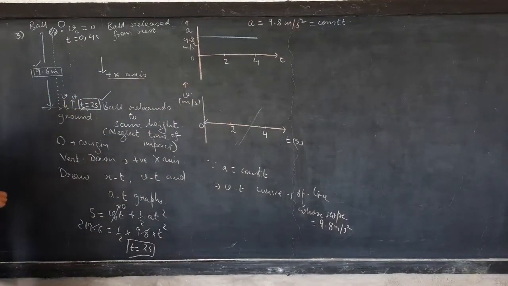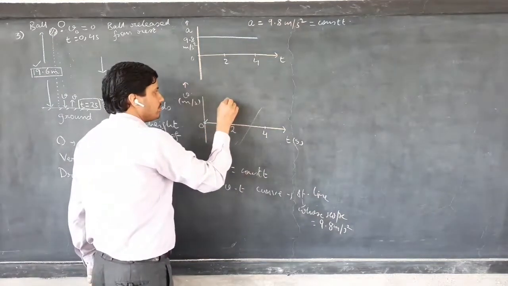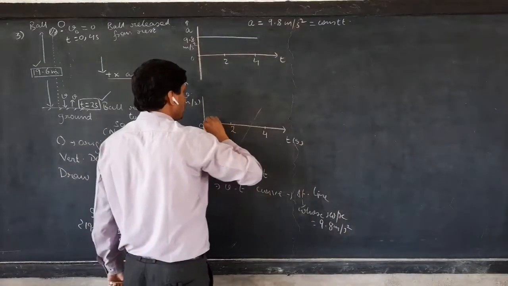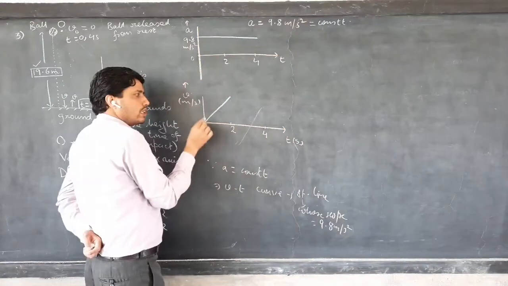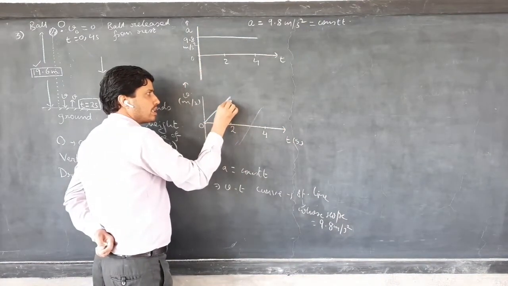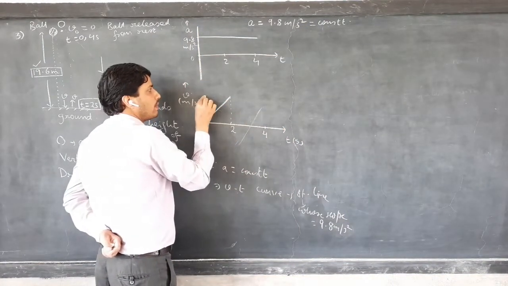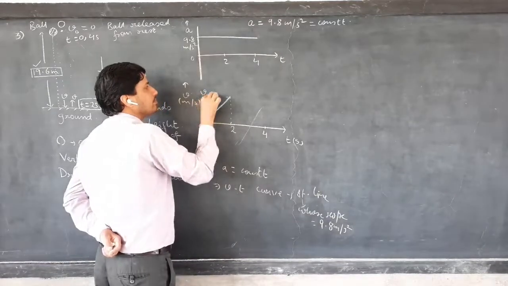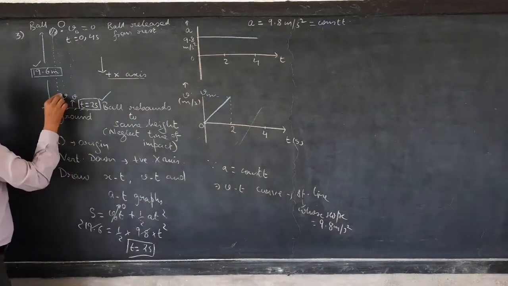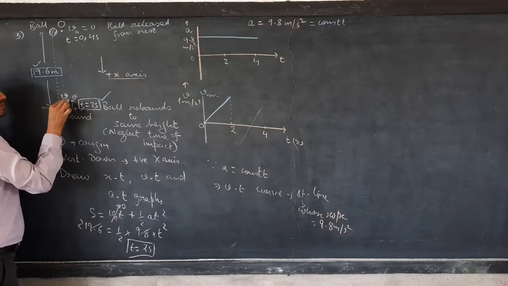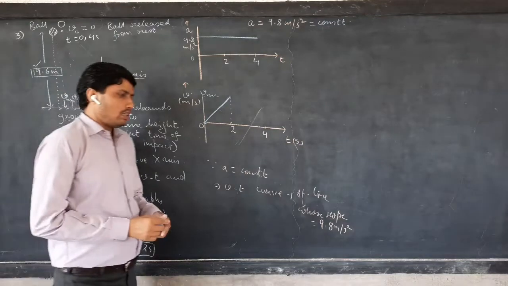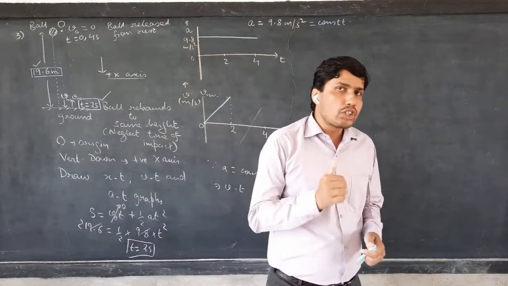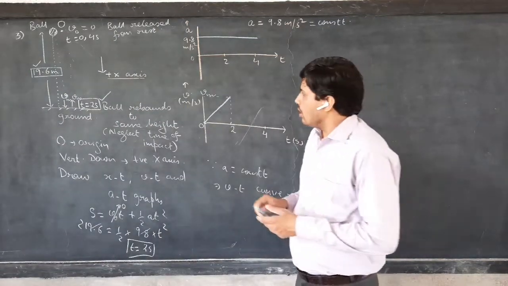At 2 seconds, the velocity will become maximum. So velocity will increase from 0 to 2 seconds. At 2 seconds, I told velocity will become maximum. So I'll write it as Vm. Here I have written V. Let me write it as Vm. This is also Vm, speed. We are plotting velocity time graph, not speed time graph.